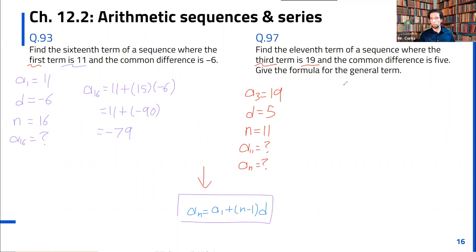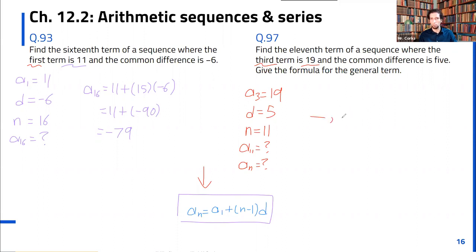So what can we do with this? We could make a system of equations. I think it's possible to use A3 to find A1, and then we can use A1 with this formula down at the bottom here. We can subtract 5 from 19 twice, 2 times. So A3, how can I write this?